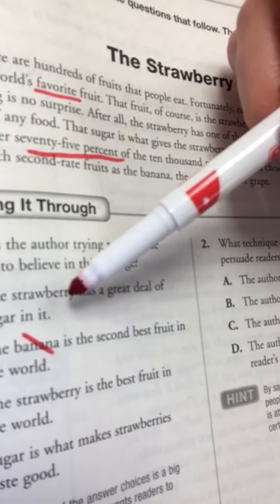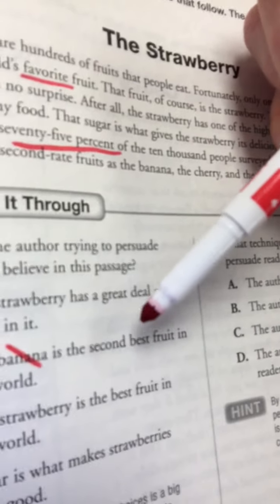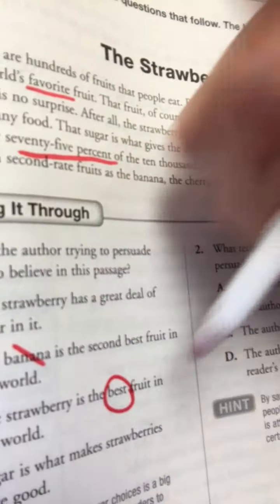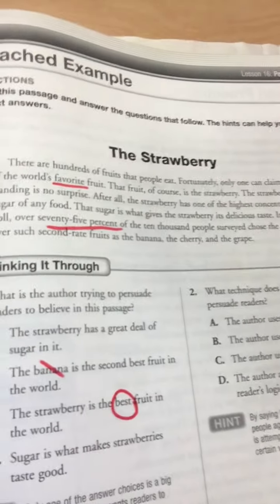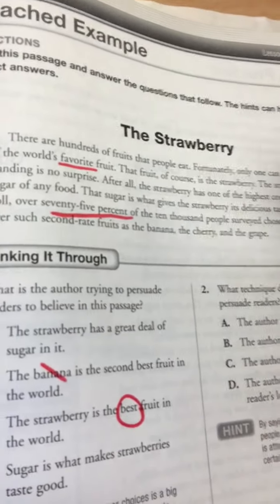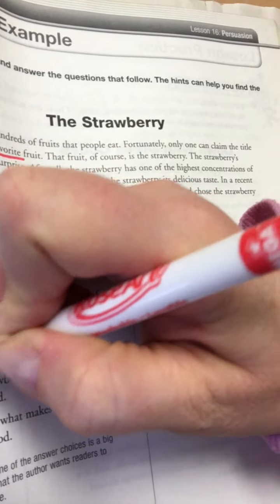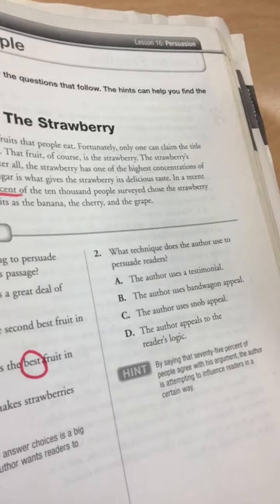A, a strawberry has a great deal of sugar. Are we talking about sugar specifically? No. C, the strawberry is the best fruit in the world. There's your loaded word, best. Or D, sugar is what makes strawberries taste good. So the only one that makes sense with this question in this actual passage would be C, the strawberry is the best fruit in the world. Okay, it's persuasive. It's trying to convince you of something.